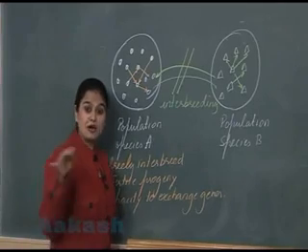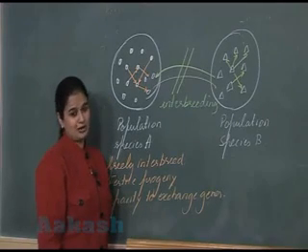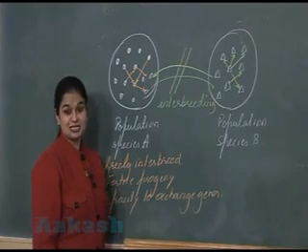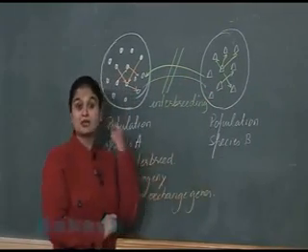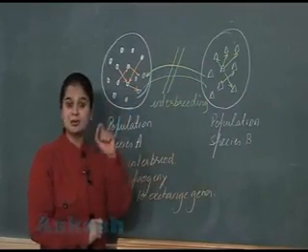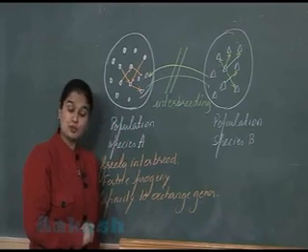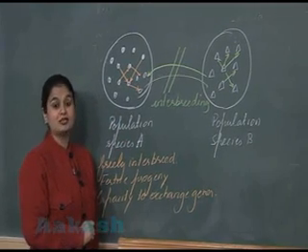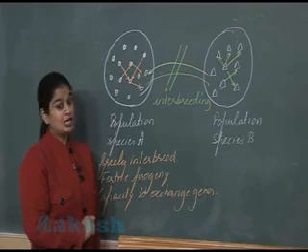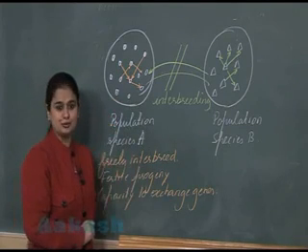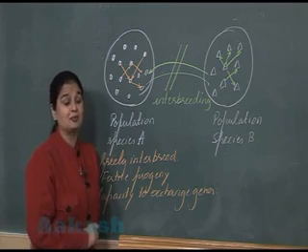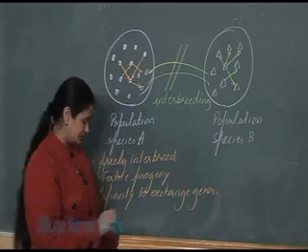It means they cannot reproduce. We can say that these two different species are reproductively isolated. Between the different species, interbreeding is absent. It means these two different species cannot reproduce. So you can say they are reproductively isolated.